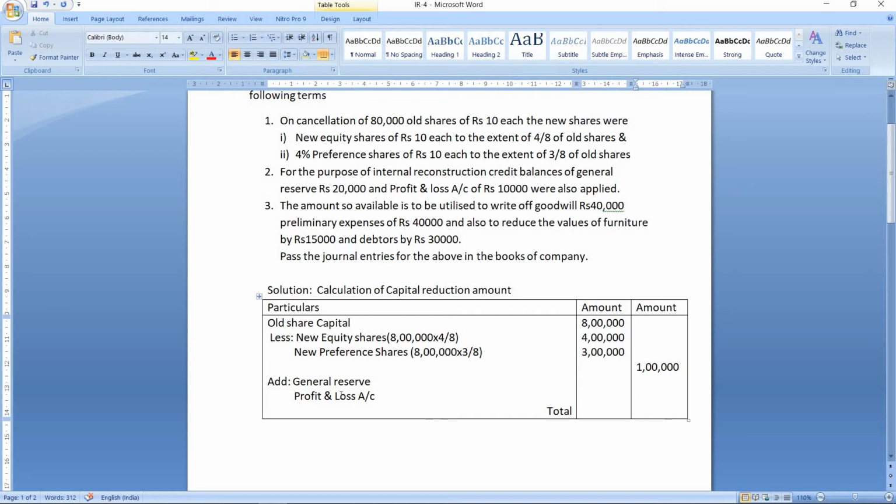In that you have to add the amount of general reserve as well as profit and loss account. Even that is available for capital reduction. So the amount of general reserve we can directly show it in the outer column is 20,000, and that of profit and loss account you have is 10,000. So the total amount available for capital reduction is 1,30,000. So this we will utilize to write off goodwill, preliminary expenses, furniture and debtors. So let us now pass the journal entries.